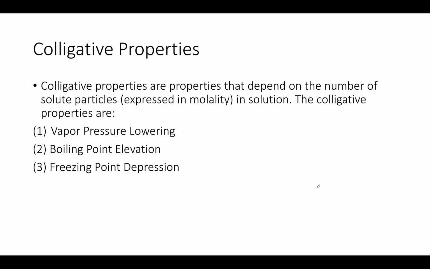So there's three colligative properties: vapor pressure, boiling point elevation, and freezing point depression. Vapor pressure is usually symbolized as Vp, boiling point elevation is BP, and freezing point depression is FP. Now, there are a lot of different ways to symbolize them, but these are the three main colligative properties, and colligative properties depend on the number of solute particles in the solution.